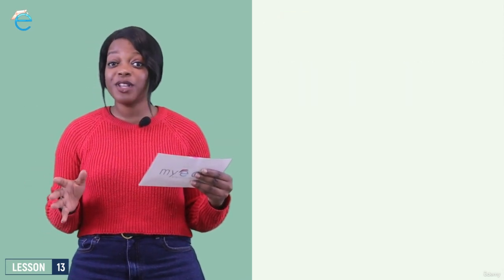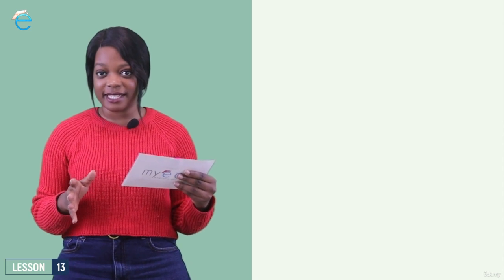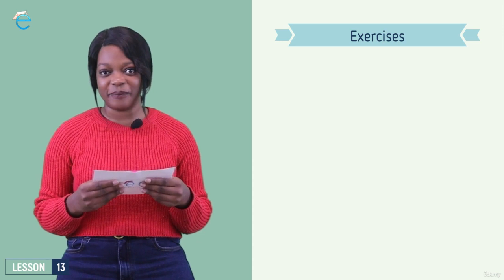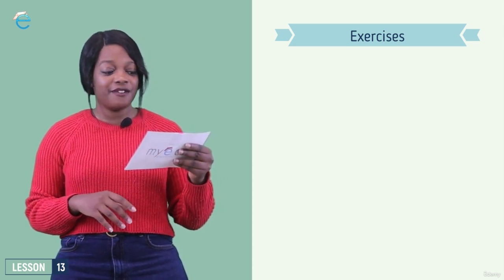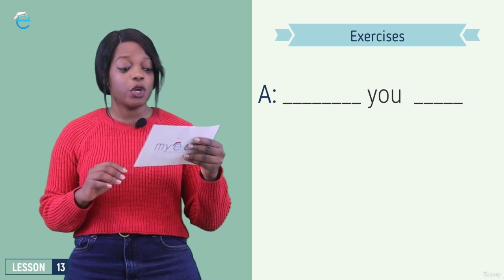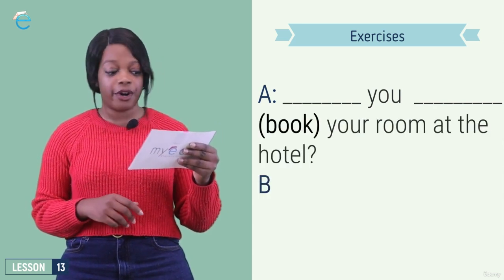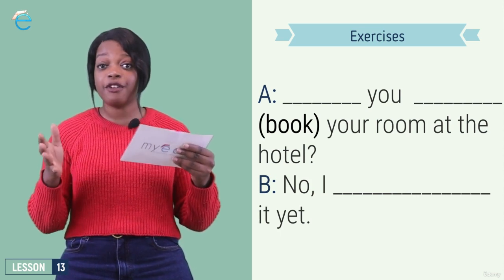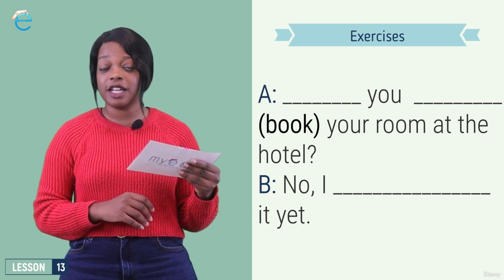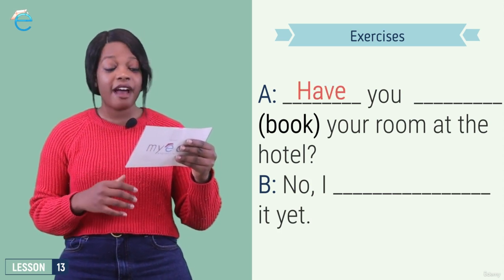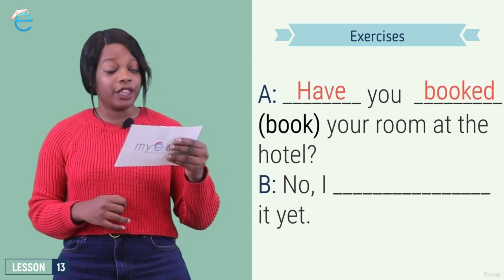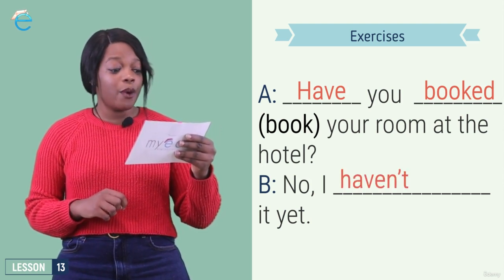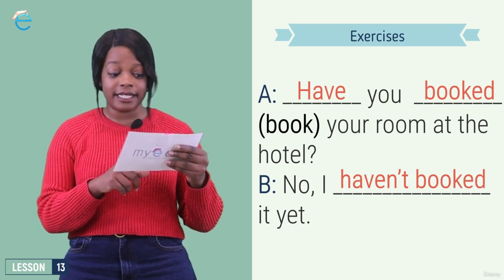Now that we've covered all this information about present perfect tense, let's do an activity together to make sure we all understand. Number 1 here in our activity says, blank you blank your room at the hotel? We know for the question structure of present perfect, have or has goes to the beginning of our sentence before the subject. Have you booked your room at the hotel? Booked is our verb 3. No, I haven't booked it yet.